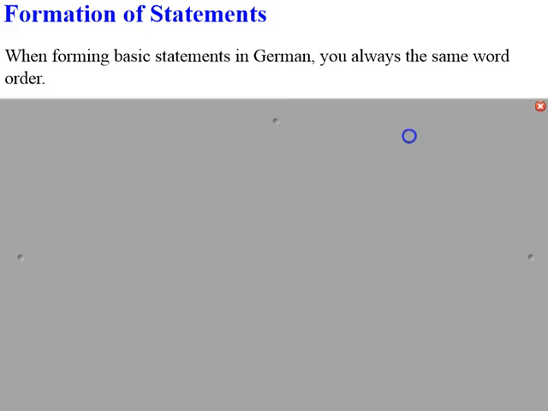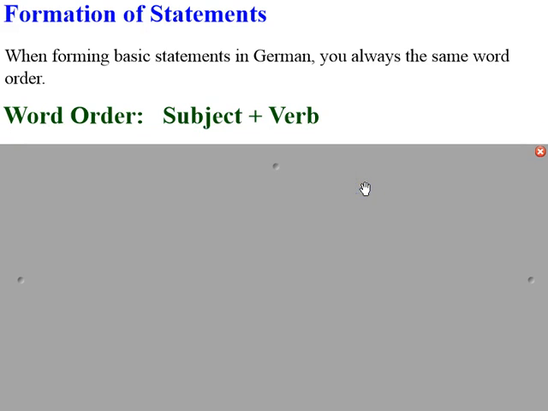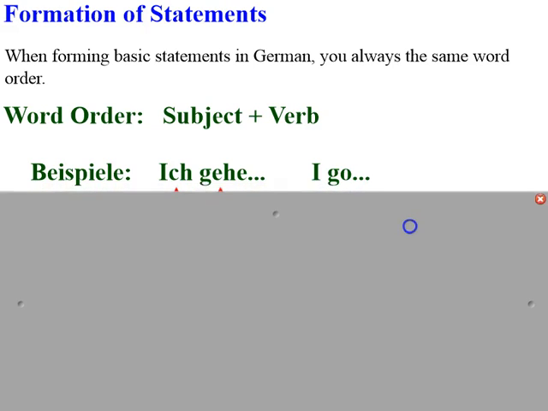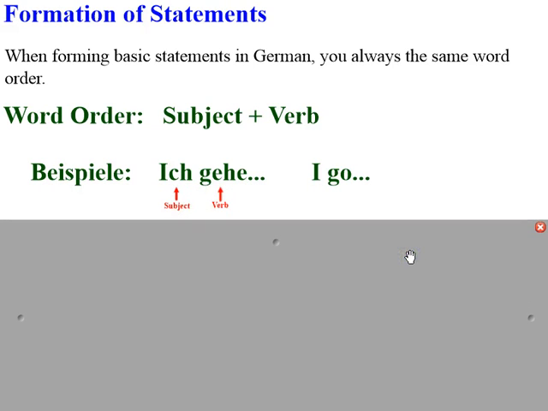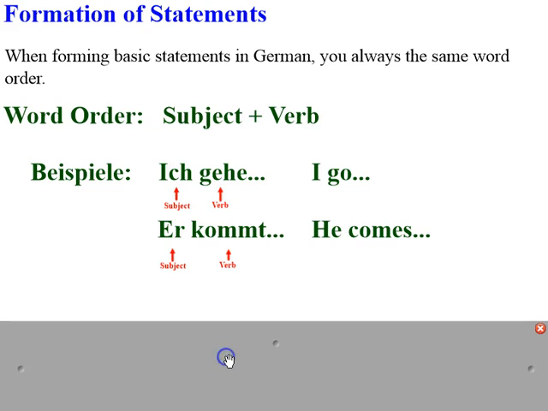First, looking at the formation of statements. When forming basic statements in German, you always use the same word order. And this word order is subject plus verb. As an example, ich gehe, I go. Ich being the subject, gehe being your verb. Er kommt, he comes. Er is my subject, kommt is my verb. Always keeping in mind from English class, the subject is who is doing the action and the verb is the action being done.